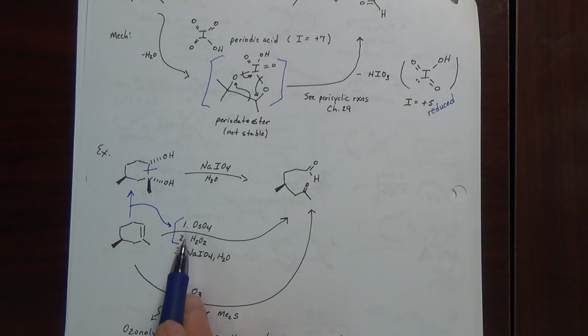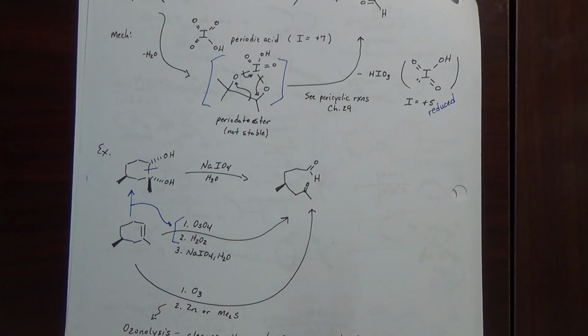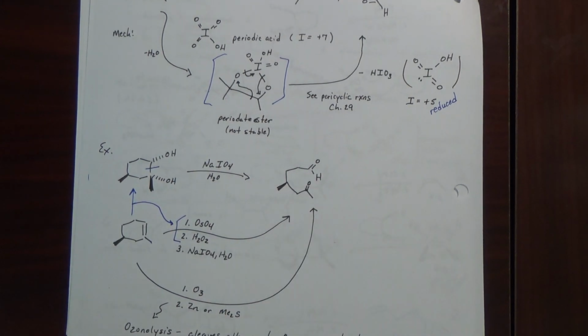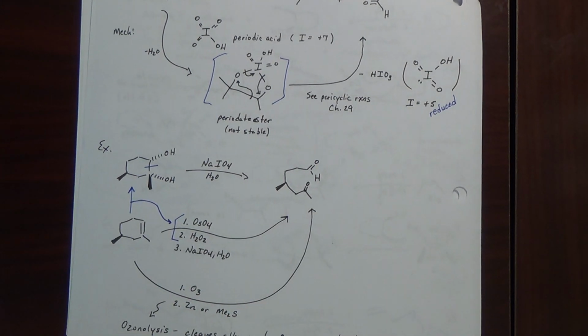So these three steps would give that product. I kind of consider the first and second one step. It's one transformation. It's a two-step transformation to give the diol, and then we're doing the oxidative cleavage to give the two carbonyls there.